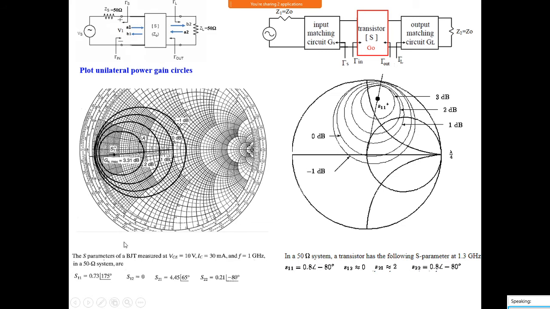Okay, so like this, for a particular transistor, there will be circles, and for different values we will be having circles like this. So based on your gain, for example 3 dB, you should take this circle for this transistor. If you draw for 3 dB, we will be getting a circle like this. You can take any value over this.